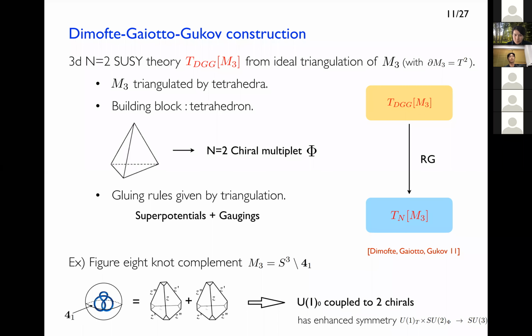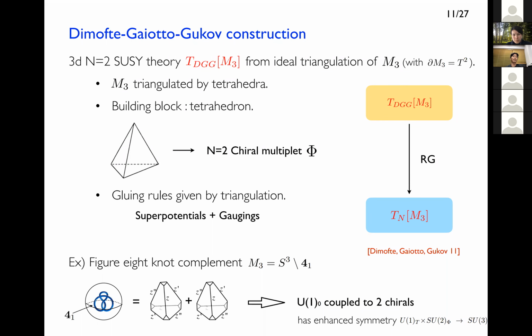Let's start with the ideal triangulation of the internal three-manifold with a torus boundary, or a knot complement in the three-sphere. It's known that all such three-manifolds can be triangulated into multiple tetrahedra. Here, the tetrahedron is the basic building block of the three-manifold in this decomposition, and they are glued together along the triangular faces.